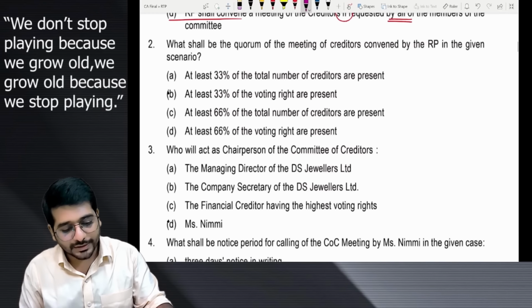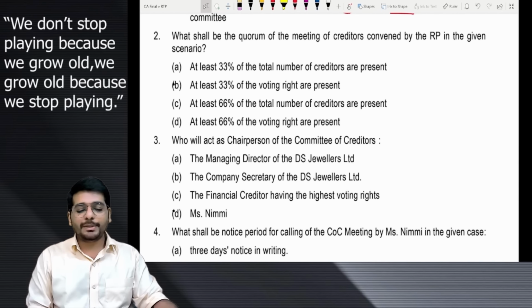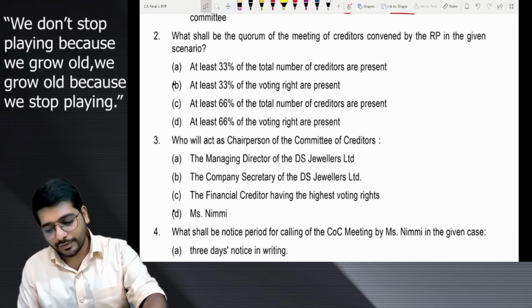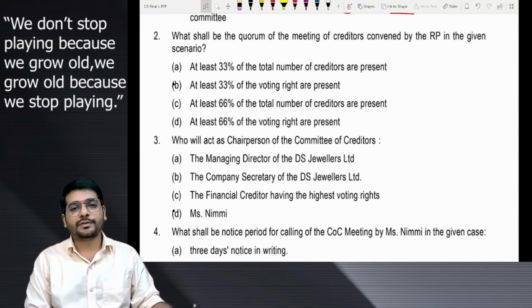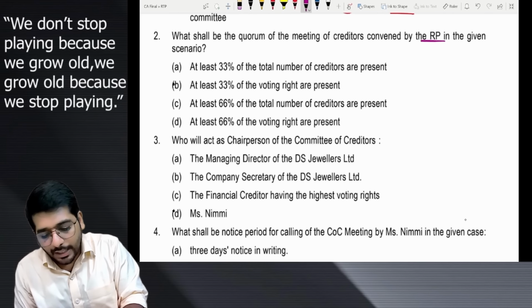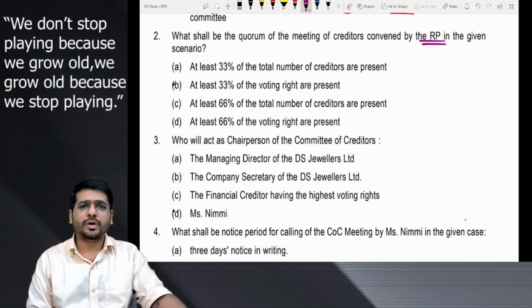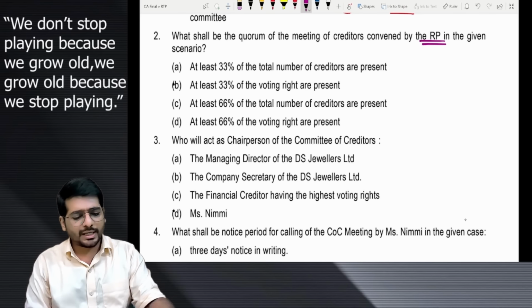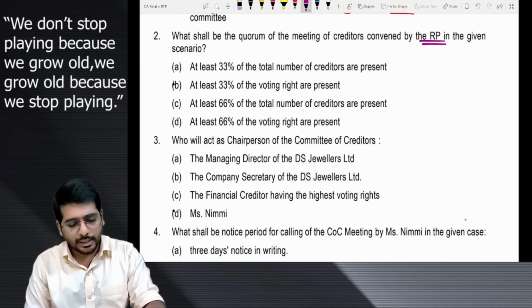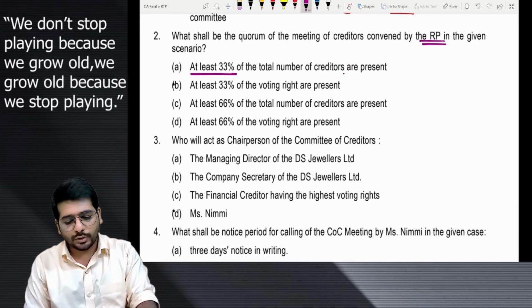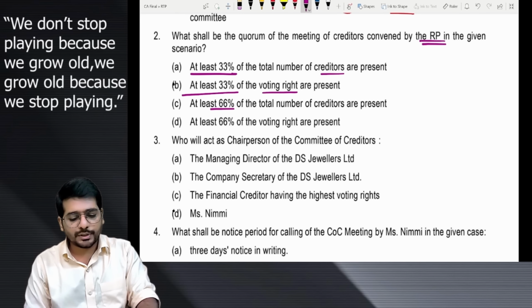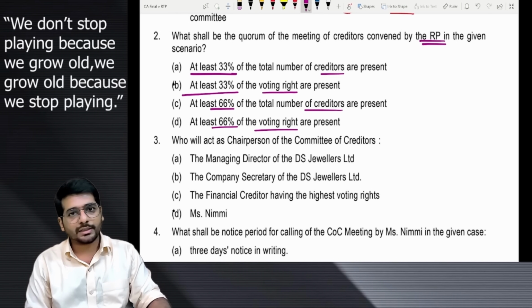Let's go to the next one. Sir, what is the next one? What shall be the quorum of the meeting of the COC which is convened by the RP in the given scenario? Okay. Pretty simple question they are asking. Quorum should be how much? Quorum should be 33% of the total creditors, 33% of the voting rights, 66% of the number of creditors, 66% of voting rights. What is it?